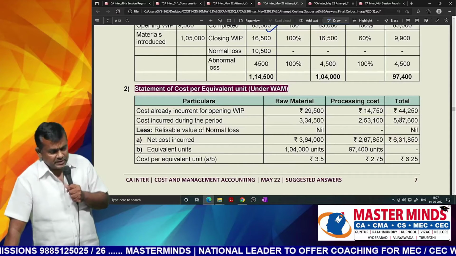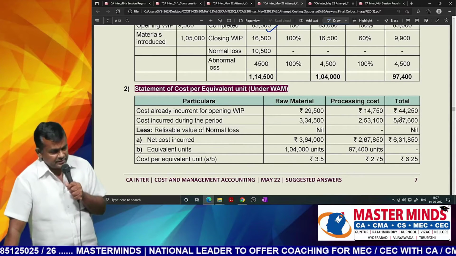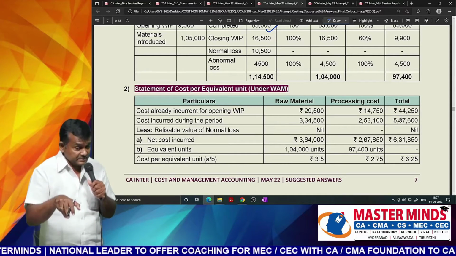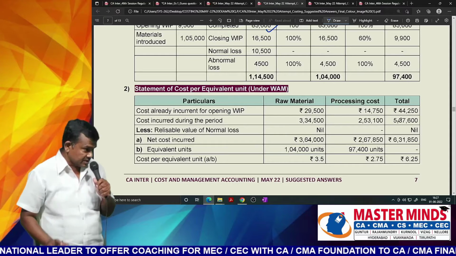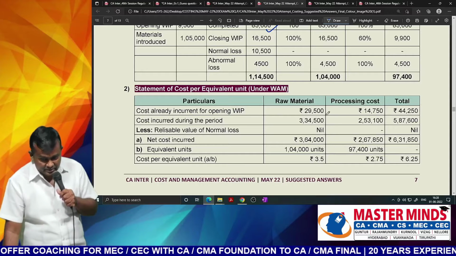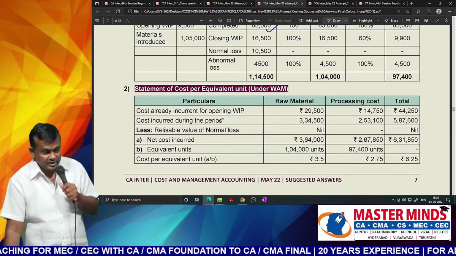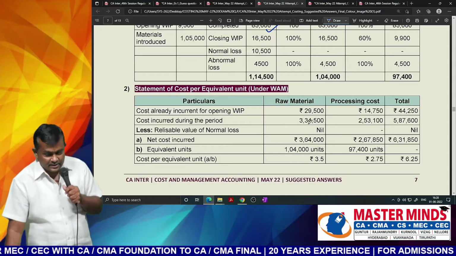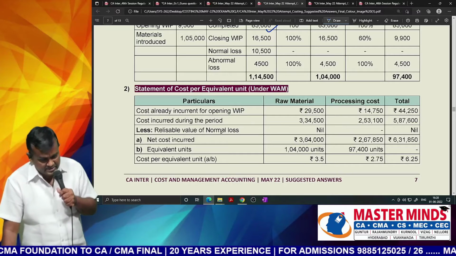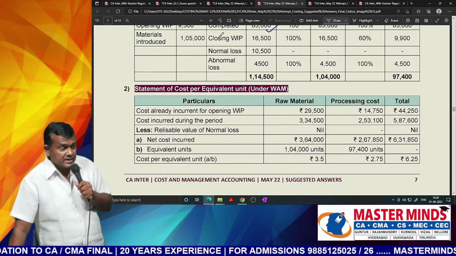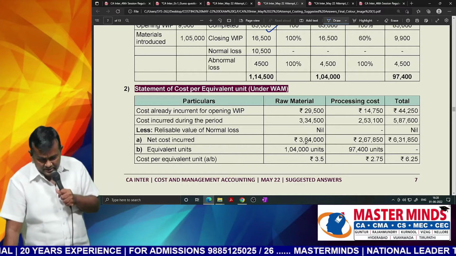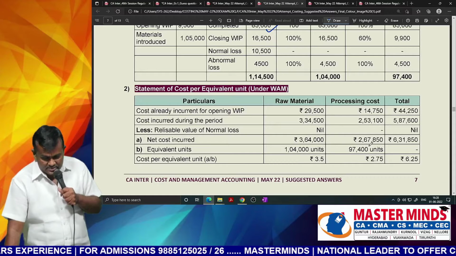Next, statement of cost per equivalent unit under weighted average method. Cost already incurred plus current period cost incurred less realizable value of normal loss gives net cost incurred. Cost already incurred for opening work in progress: 29,500, 14,750, 44,250. Cost incurred during the period: 3,34,500, 2,53,100, total 5,87,600. Normal loss scrap value is nil, no market value. So net cost incurred 3,64,000, 2,67,850.